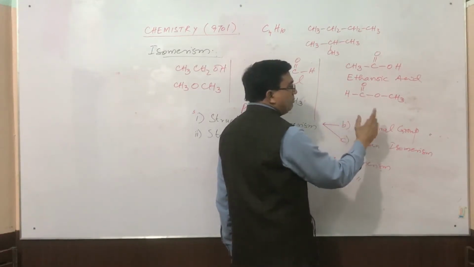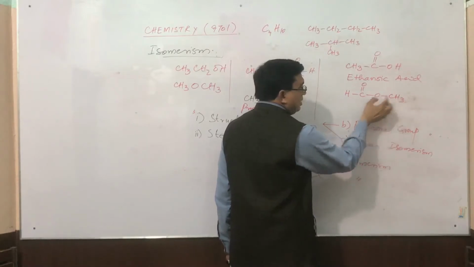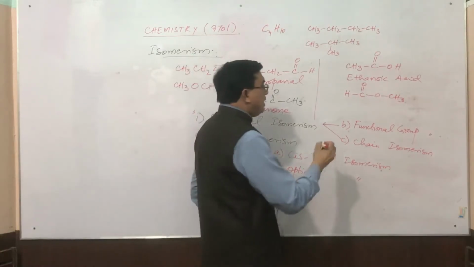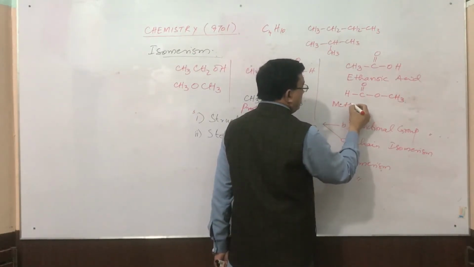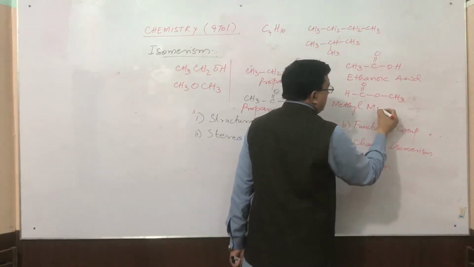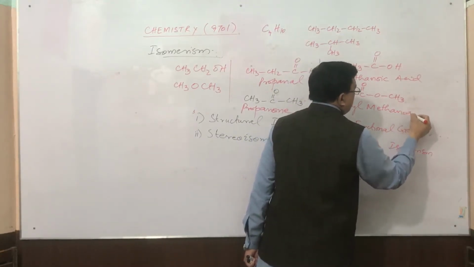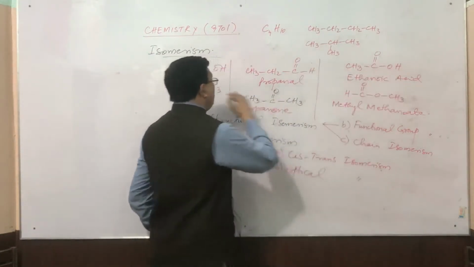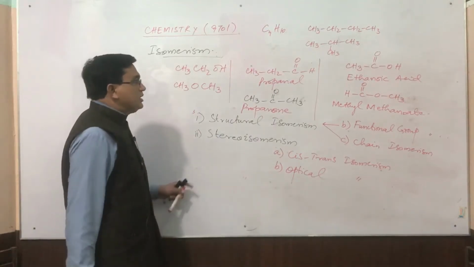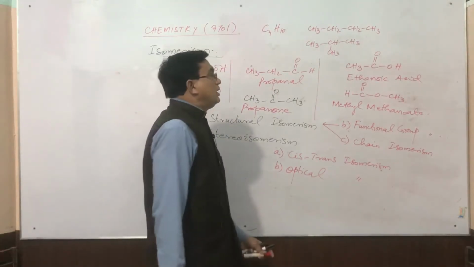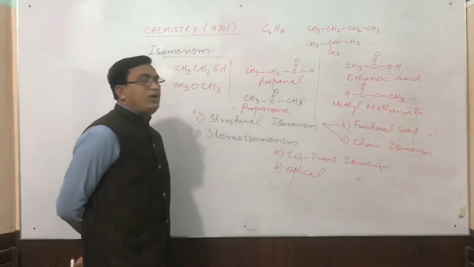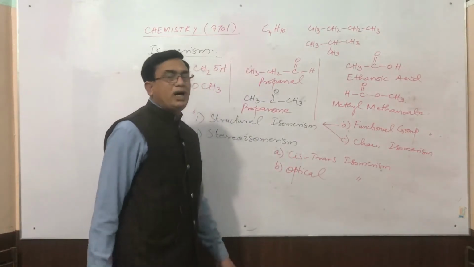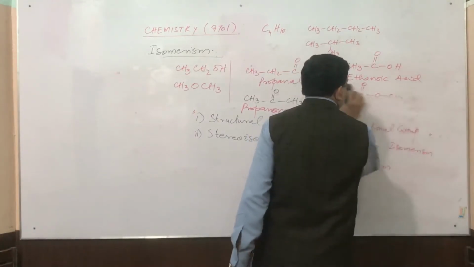The IUPAC name of this is methyl methanoate, because one carbon atom is there. Methyl methanoate is the name of this compound. Now, in all of these examples the molecular formula is the same, but due to the exchange of certain atoms, we have developed a new functional group. So all these are examples of functional group isomerism. This is the second one.